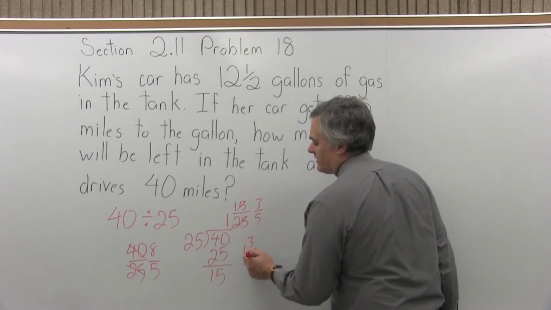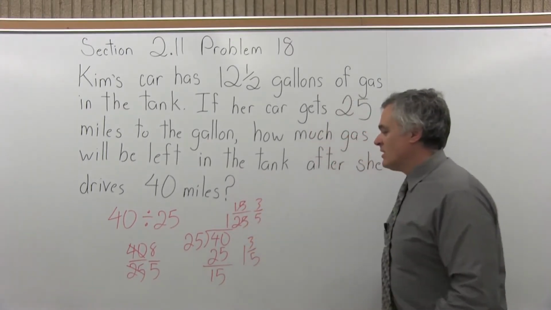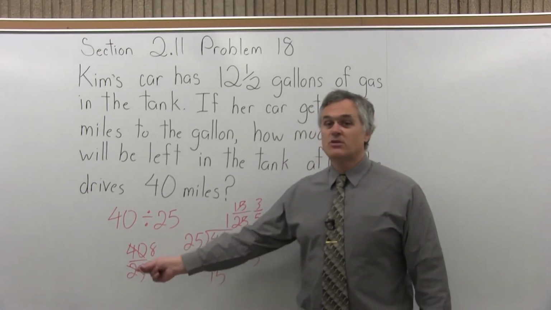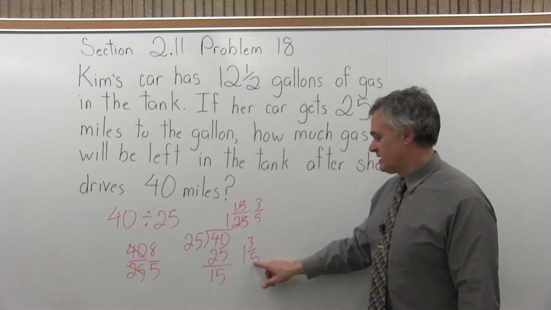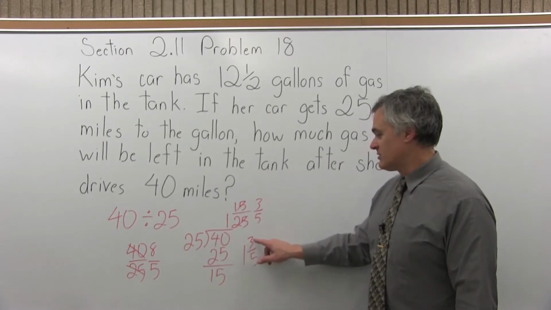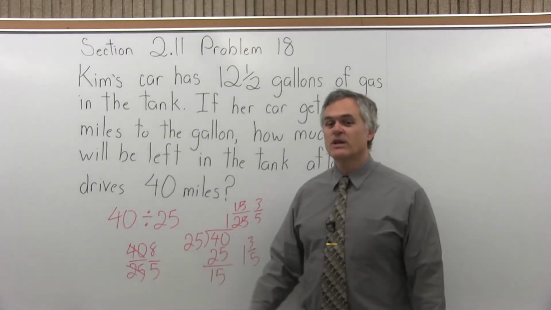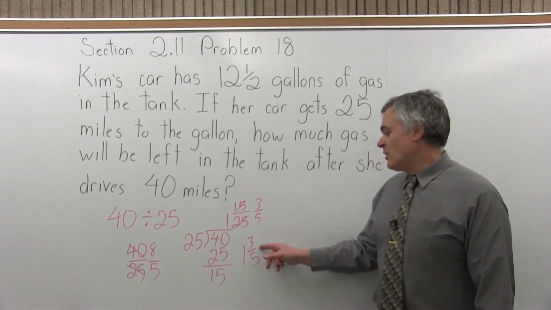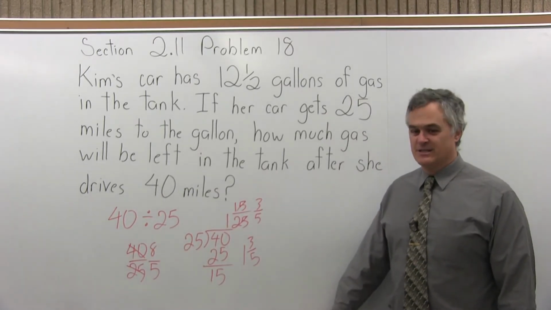So we use 1 3/5 gallons of gas, which is the same as the 8/5 I got just by turning it into a fraction right away. Right? If I did 5 times 1, I get 5. 5 plus 3 more is 8, 8/5. So either way, we use 1 3/5 gallons of gas.